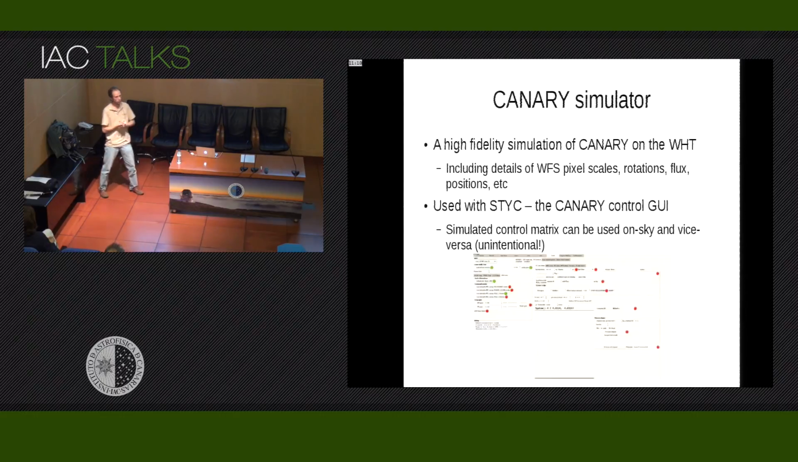So we use this simulator with the CANARY Control GUI. This is just a screenshot of the CANARY Control GUI. It's not part of the real-time system. It's just a user tool that we use to control the whole system. And this GUI doesn't know whether we're in simulation mode or on sky mode. The simulation is of high enough fidelity that we can produce a control matrix in simulation, and if we accidentally go on sky with that control matrix, we manage to close the loop. Performance probably isn't quite as high as it should be, which makes us realize that something is wrong, but it shows that the simulation is fairly high fidelity, so it's able to simulate the real system very well.